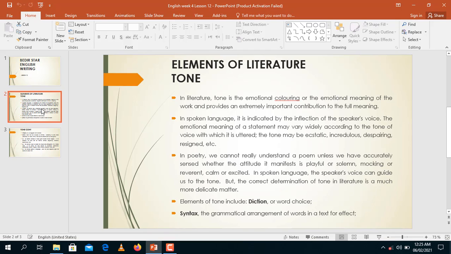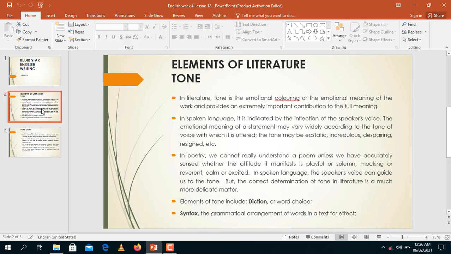As I said, the emotional meaning of a statement may vary according to the tone of the voice with which it is uttered. The tone may be sarcastic, incredulous, despairing, or resigned. So in other words, don't worry too much about these confusing words. You can check your dictionaries for their meaning, but in simpler terms, as I already said, a tone can be aggressive, calm, just depends on how you're speaking.